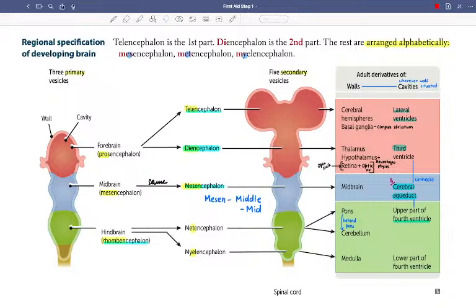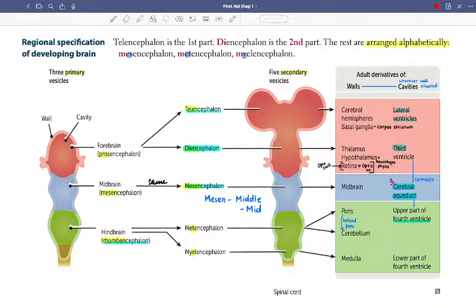So hindbrain portion is basically rhombencephalon. Rhombencephalon is going to give the metencephalon and myelencephalon. This is kind of alphabetical. ME is the same. S comes before T, right? So that is why meson first, then meten. Meten is from the hindbrain, from the rhombencephalon.